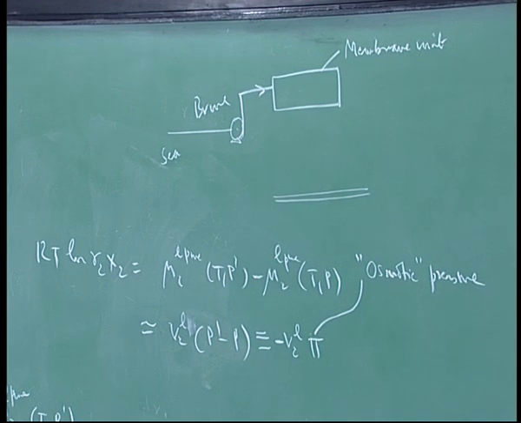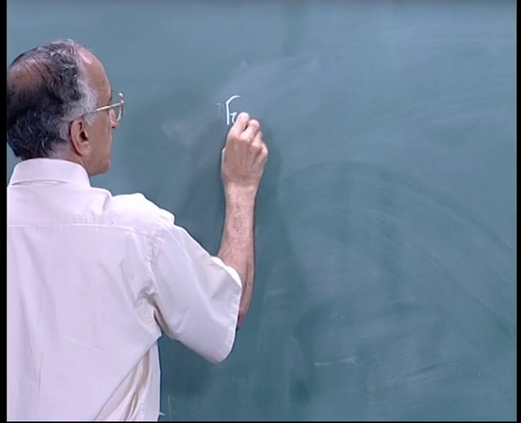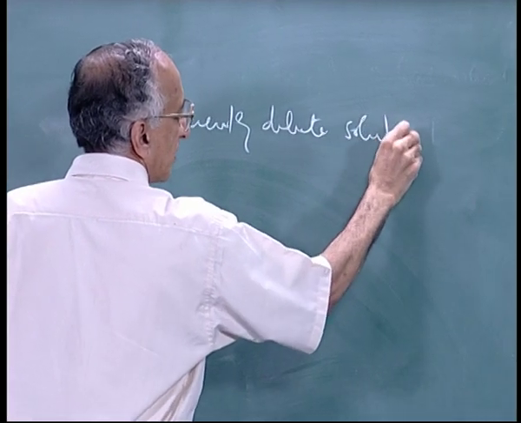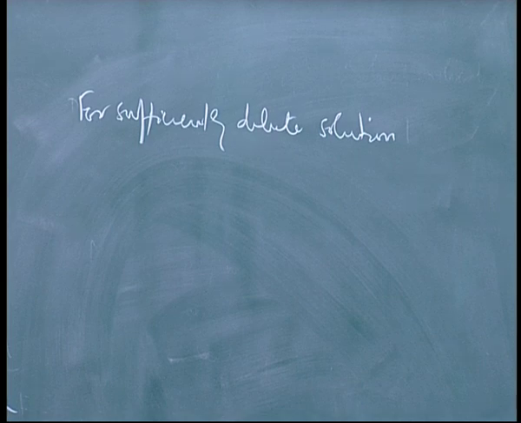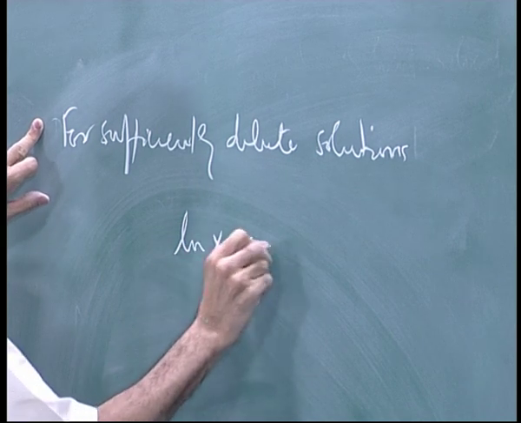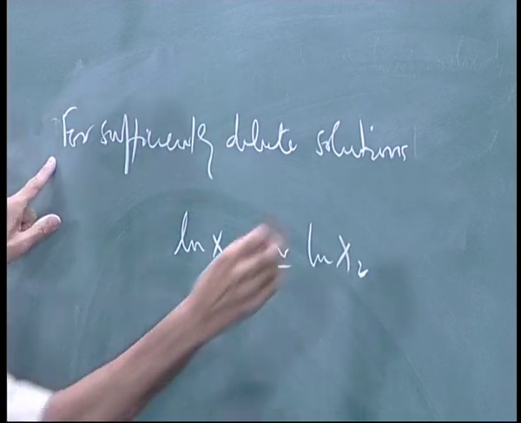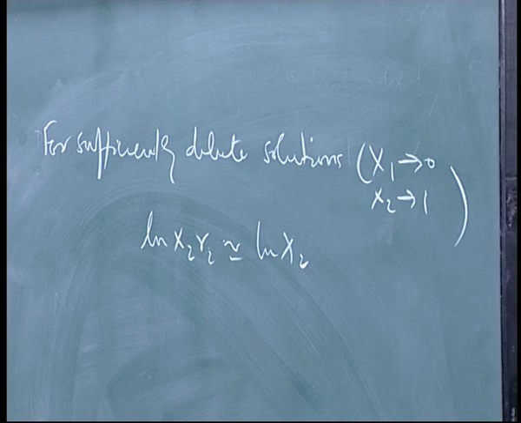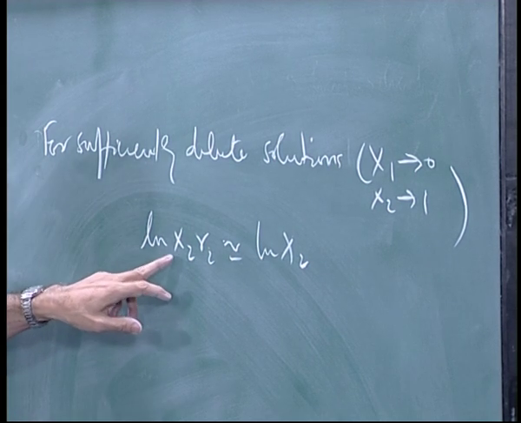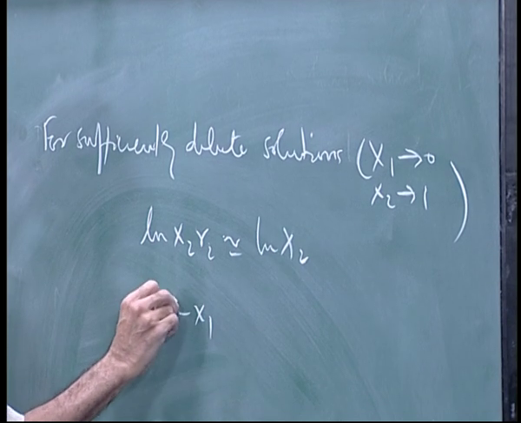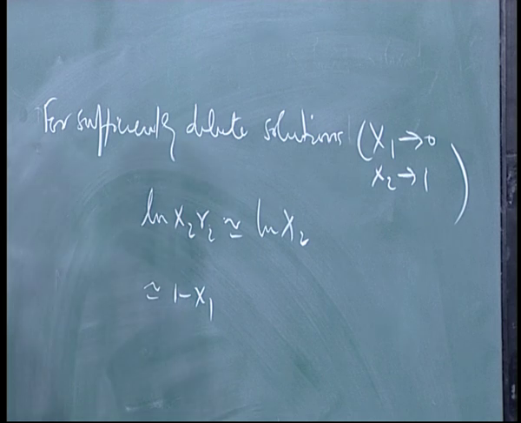You can get an idea. In practice, you have to take gamma 2 into account, but for the moment, let us just assume sufficiently dilute solutions. And sea water is not really sufficiently dilute, you have to actually do the calculations with gamma 2. For dilute solutions, log gamma 2 x 2 is approximately log x 2, because x 2 is approximately 1, x 1 goes to 0, x 2 tends to 1, not exactly the limit. So this gamma 2 becomes 1. When x 2 goes to 1, you get approximately log x 2, which is equal to log of 1 minus x 1, which is approximately minus x 1.